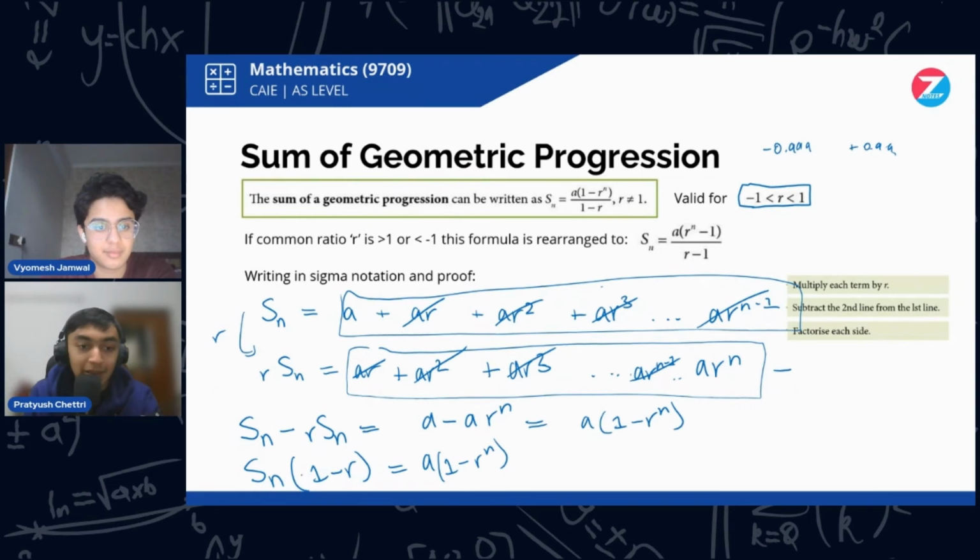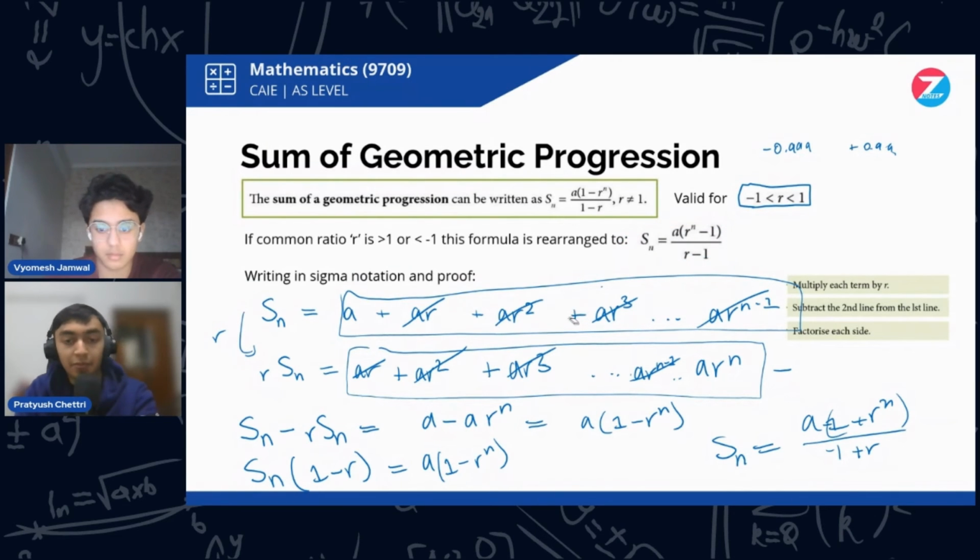And then to get Sn by itself, we divide both sides by this, which gives us Sn is equal to a(1 minus r to the power n) over 1 minus r. And if we want the other type of formula, we just multiply by minus 1 on top and bottom, which gives us plus, minus, minus, plus. And that's the other form of this formula, as shown here. Right, so those are the two forms of the formula. Awesome.